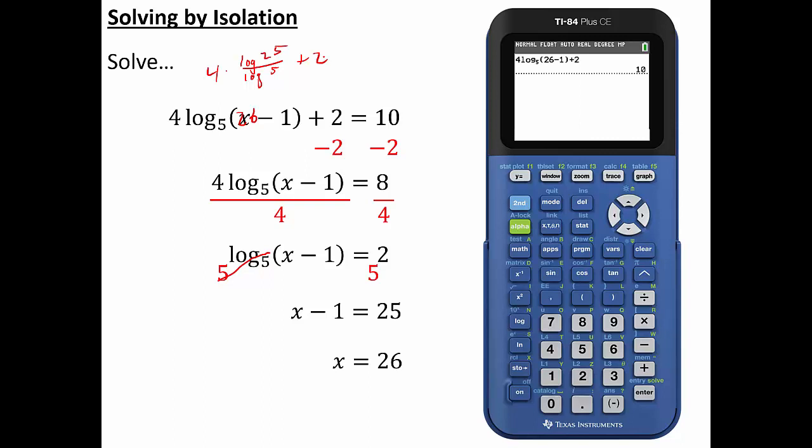So you could actually type this into your calculator once you get x equals 26. Just type it in your calculator exactly as you see it. Instead of having to use the change of base to type this in, we could just type it in as 4 log base 5 of 26 minus 1, plus 2. Check our answer. Yep, we sure do. We get 10. I always like to wait until this moment to tell you about that operation on your calculator because I want to force you to practice using that change of base formula earlier on.